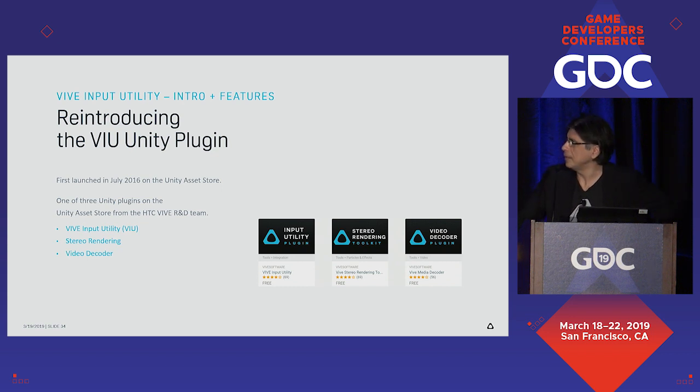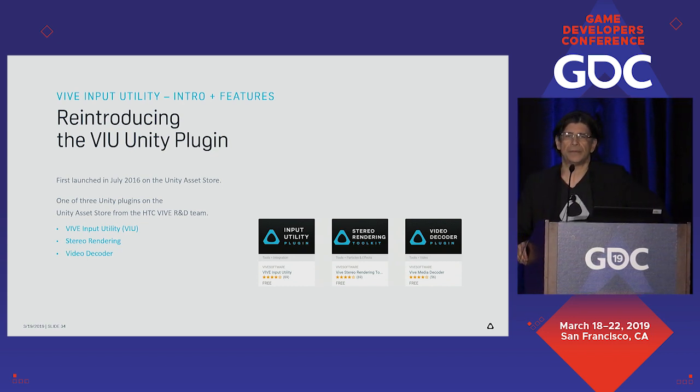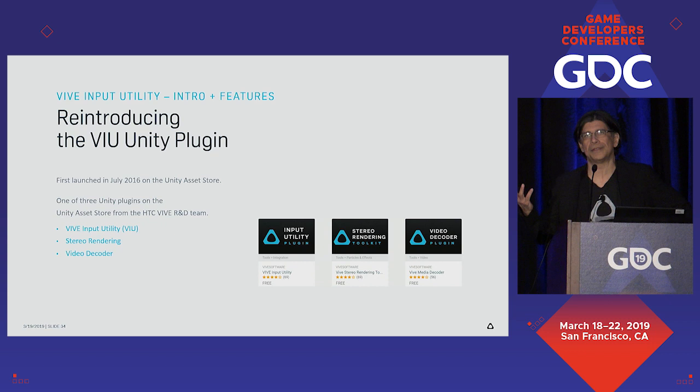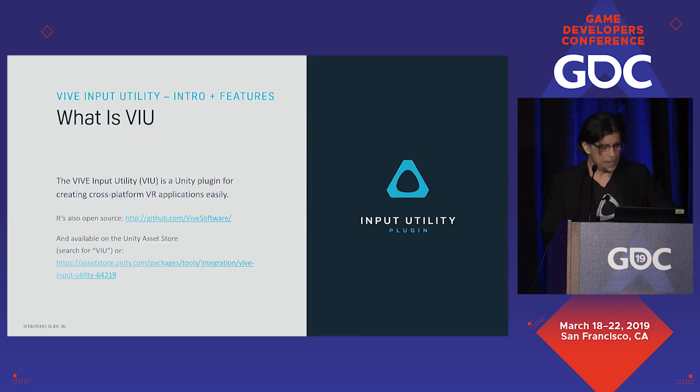Just to briefly review the other 2, the stereo rendering toolkit is basically to help you use stereo tricks to do portals, to do mirrors, anything that's difficult for you to do. We provide that code because we needed to do that internally. And lastly, we also have the video decoder, also known as the media decoder. It's basically a video player written from scratch. It's high performant, and it even handles 8K videos. So we have all those capabilities, in case you didn't know, on the Unity Asset Store, but we're going to be focusing on the Vive Input Utility, also known as VIU.